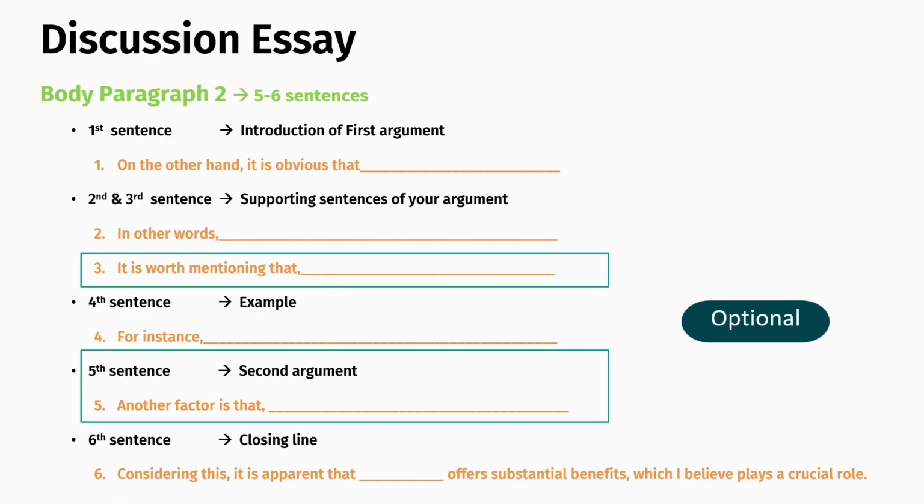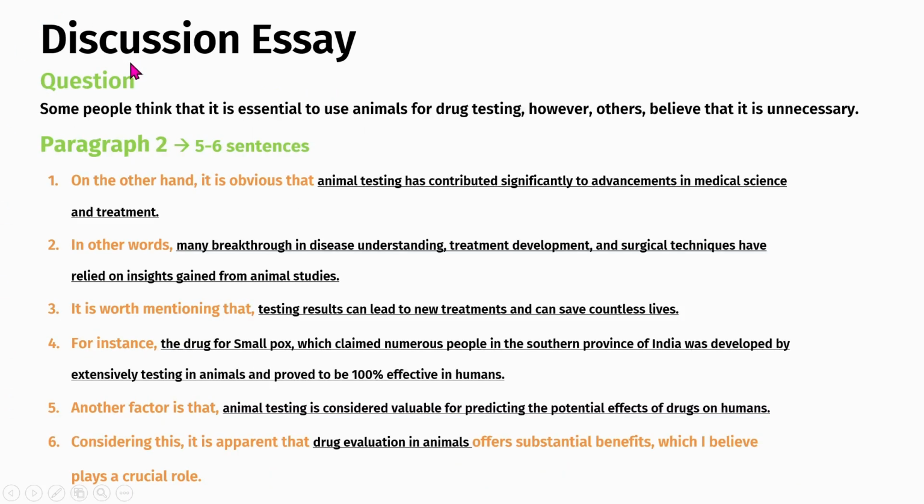Let's go to a sample body paragraph 2 and see how it is developed. So in paragraph 2, we have 6 sentences here. The first sentence is your introduction of the argument. So the template is, on the other hand, it is obvious that. My first reason to support this was the progress in the medical field. So I just introduced that reason here. Animal testing has contributed significantly to advancements in medical science and treatment. That is my first reason.